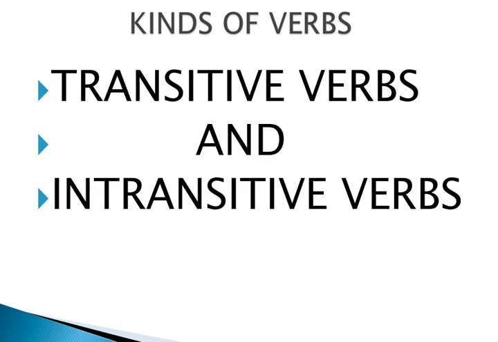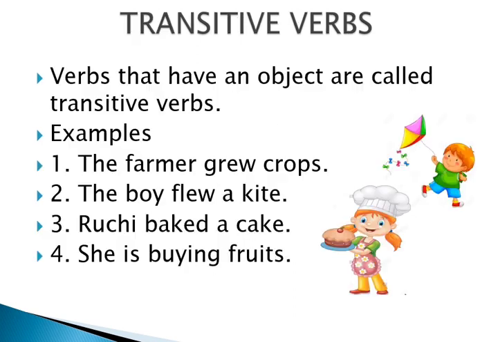Children, there are two kinds of verbs, transitive verbs and intransitive verbs. Now, what are transitive verbs? Verbs that have an object are called transitive verbs. So, children, when we were doing those sentences which had a subject, a verb, and an object, those were transitive verbs, right? Because the verb had an object.